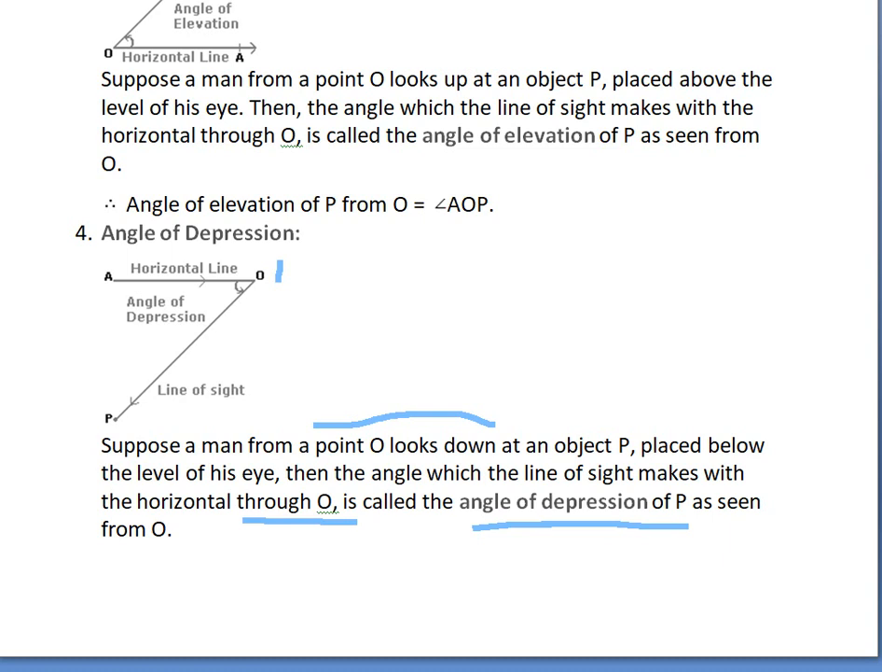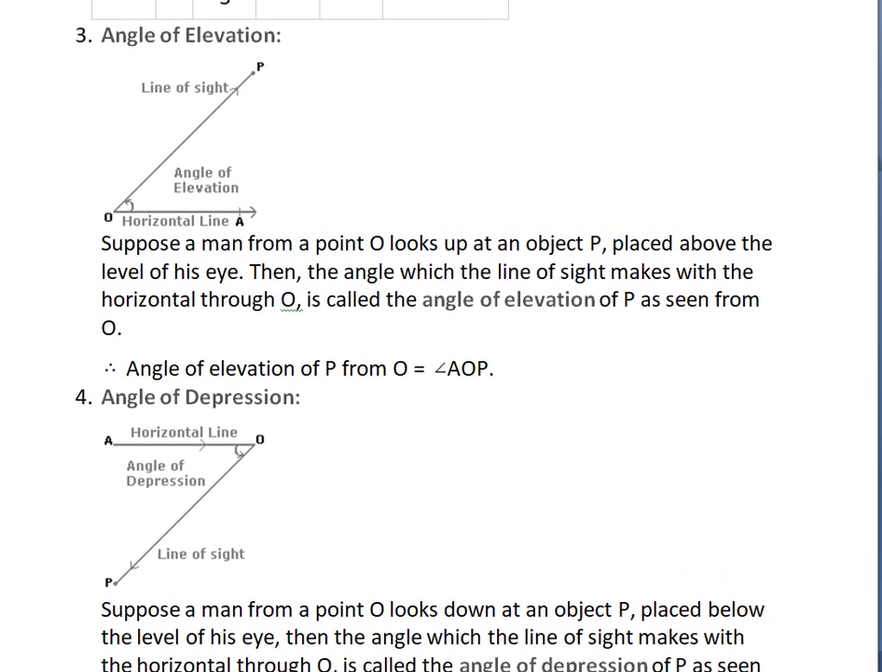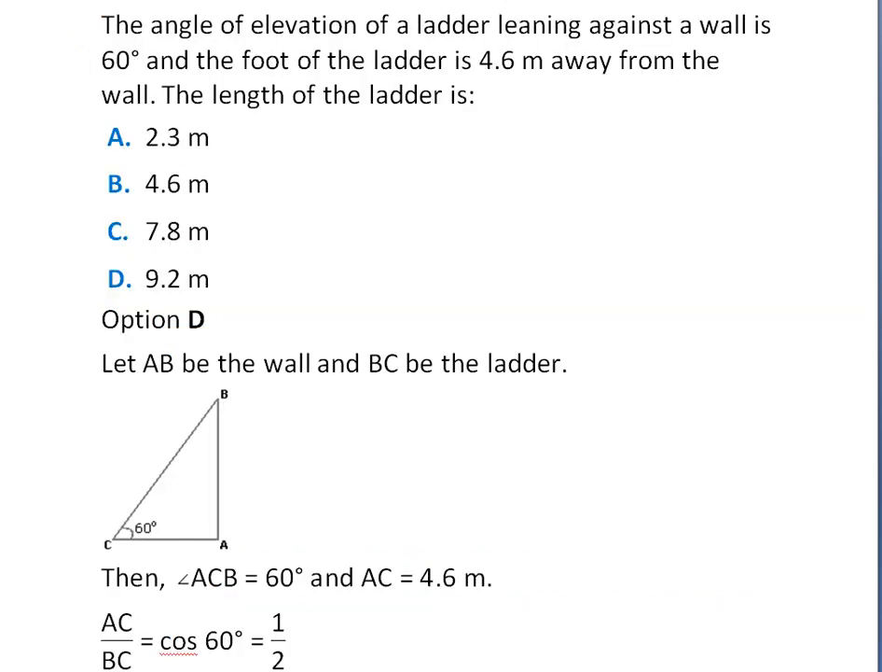For a clearer understanding, we will move on with some basic questions, and in the next part we will deal with the difficult questions. So let's see some of the questions first. The angle of elevation of a ladder leaning against a wall is 60 degrees and the foot of the ladder is 4.6 meter away from the wall. What is the length of the ladder? The answer is option D.